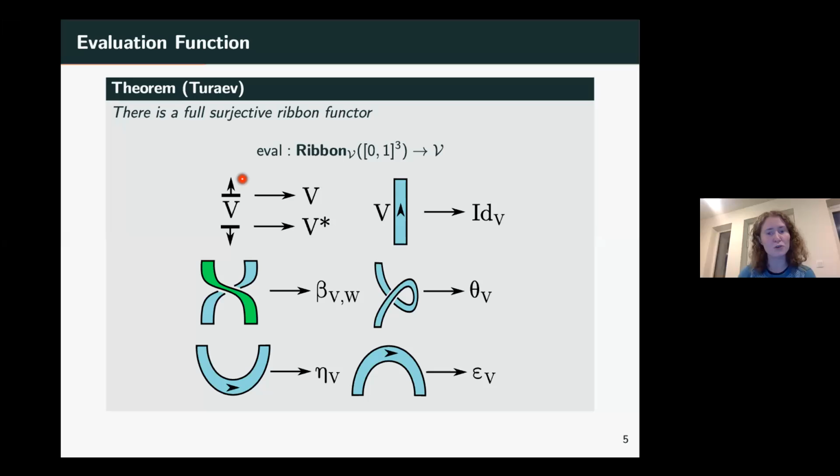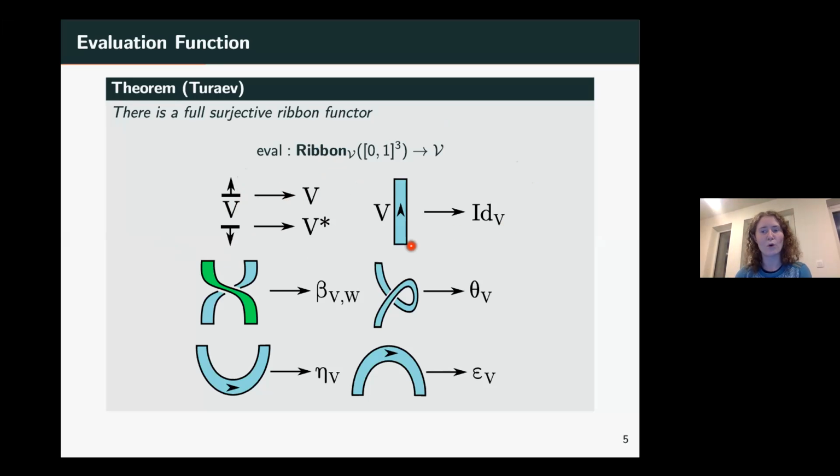And if they are positively directed, so they point upwards, we're just going to send it to the coloring. So if it's colored by V, we're going to send it to V. And if it's going downwards, we're going to send it to the dual of V. Okay, so that's on objects. And it's surjective on objects, pretty much obviously.